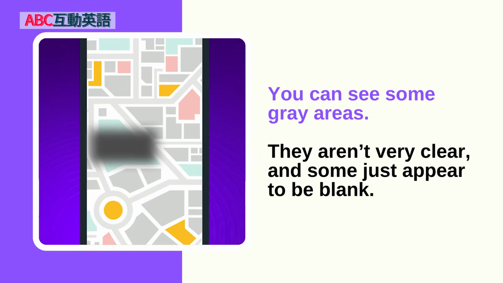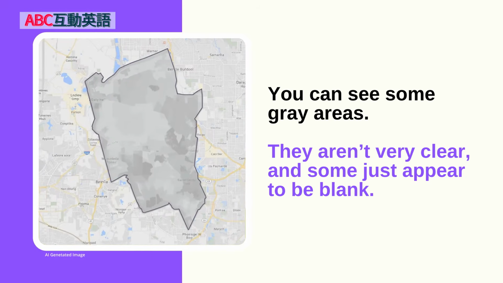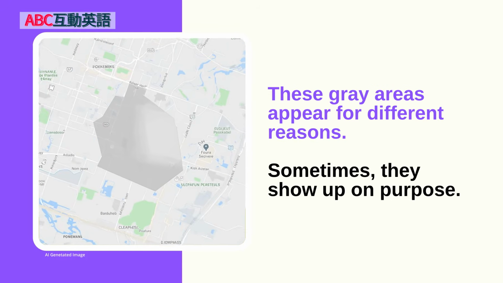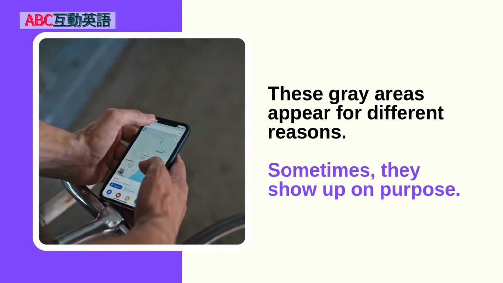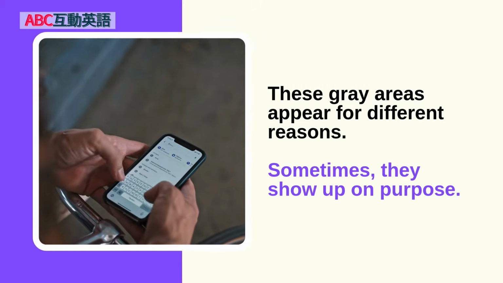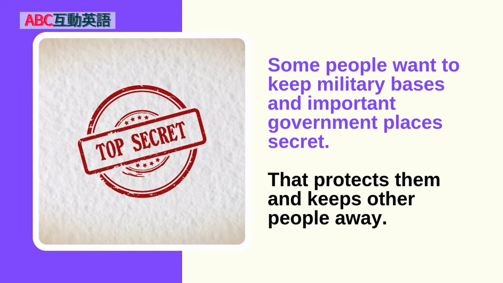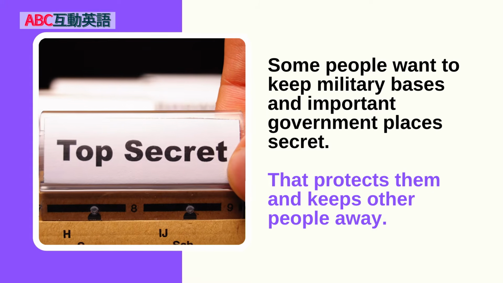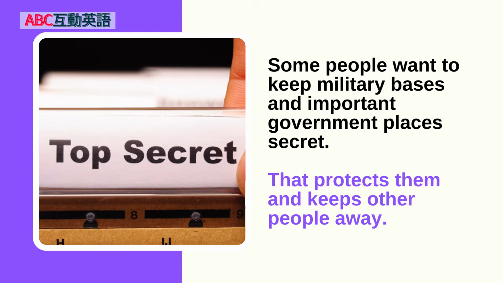You can see some gray areas. They aren't very clear, and some just appear to be blank. These gray areas appear for different reasons. Sometimes they show up on purpose. Some people want to keep military bases and important government places secret. That protects them and keeps other people away.